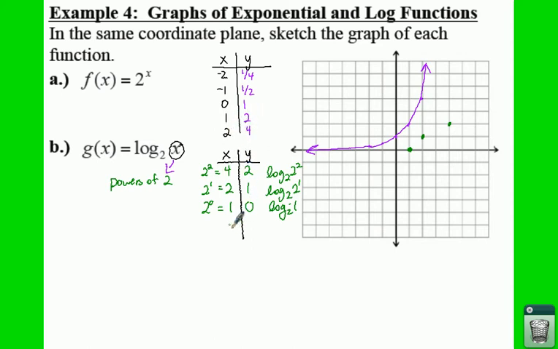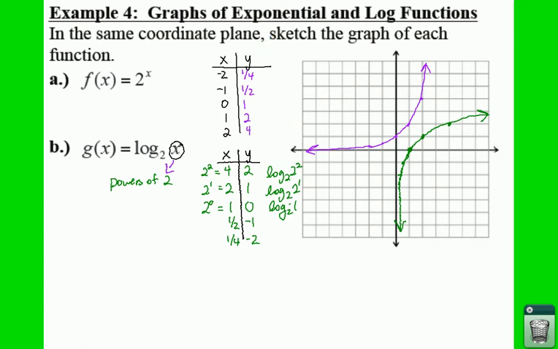So my guess is if we plug in a 1/2 here, we would get a -1. And if we plug in a 1/4 here, you would get a -2. And that's what we get. So right here, down here. So what happens is your graph goes down along your y-axis, and this goes to the right like so.